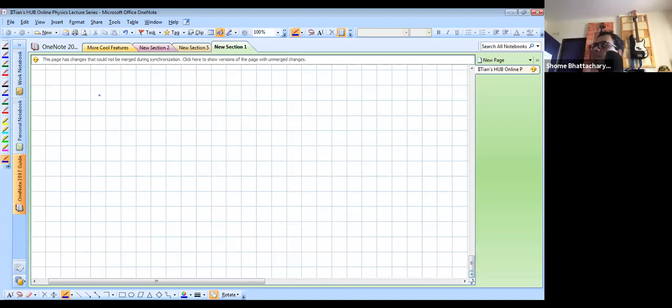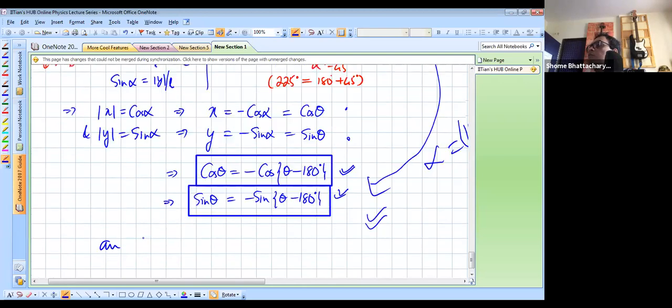By the way, what about tan theta? Tan theta will just become the ratio of sin theta upon cos theta. So sin theta becomes minus of sin of theta minus 180, and cos theta becomes minus of cos of theta minus 180. The minus sign cancels out, and we just have positive tan of theta minus 180. So this becomes the fourth and final formula.